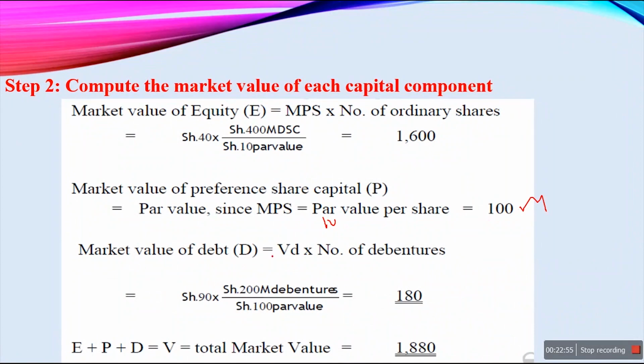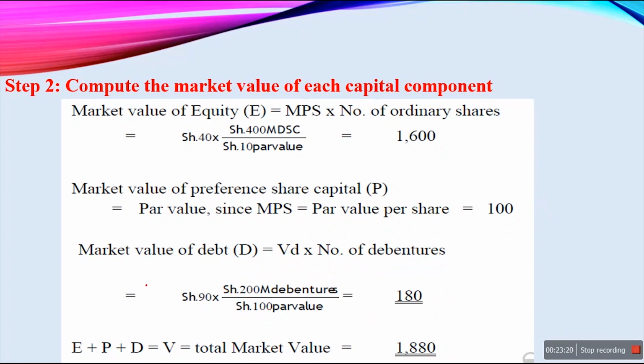The market value of debt again will be the same, the current value in the market, which is the VD multiplied by the number of debentures. So the number will be the amount of money raised, which is 200 million, divided by the price of each debenture to know the number of debentures, and then you multiply that by the current market value, which is 90 shillings, to give us 180 million.